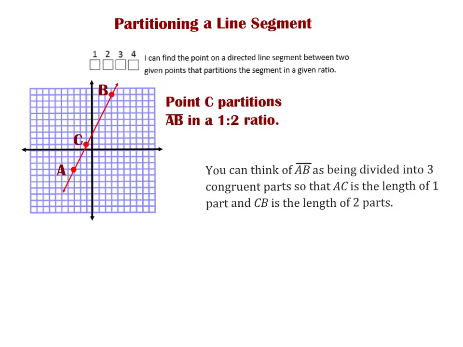So point C has divided our segment AB in this ratio 1:2, which means that this length from A to C, if we were to multiply it by 2, then we would have the length from C to B, since we're in a 1:2 ratio. You can think of segment AB as being divided into 3 congruent parts, so that the length of AC is the length of one part, and the length CB is the length of 2 parts. Alright, so let's take a look at an example problem.